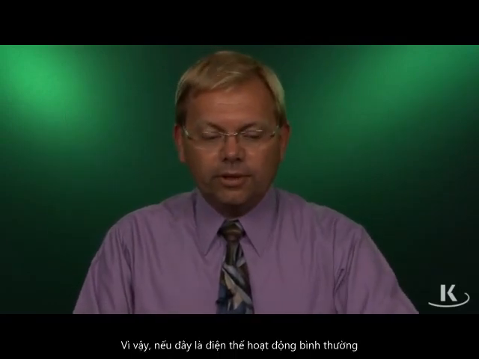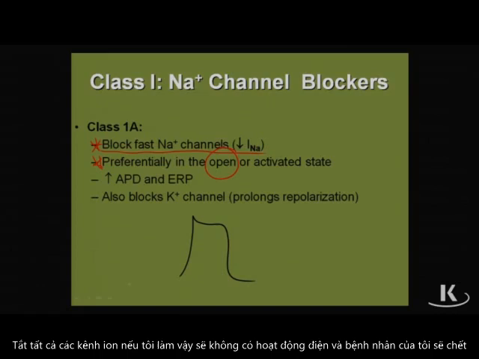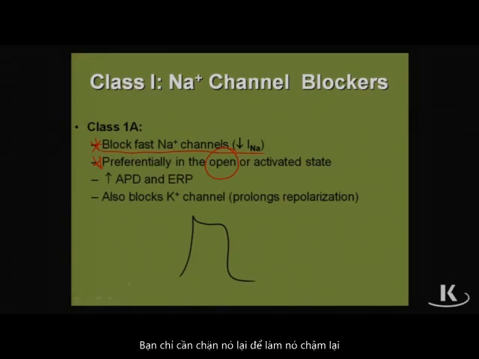So if this was the normal action potential, well, what would happen with a class 1A drug? Phase 0 is the upstroke of this action potential. I'm not planning on shutting down all ion channels. If I did, there would be no electrical activity and my patient would die. Rather, what I want is to just block enough of it to slow it down. Here we go. I'm slowing it down right now in front of you. You see, it took longer to actually get the upstroke of the action potential.